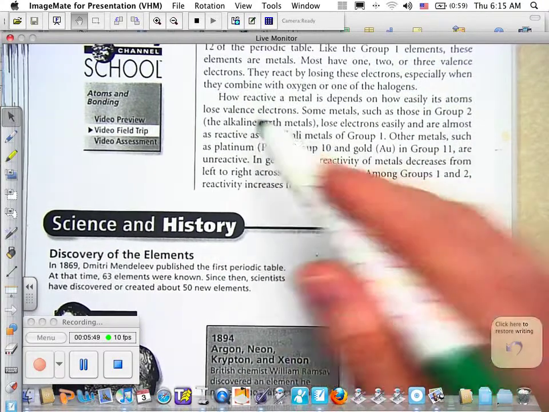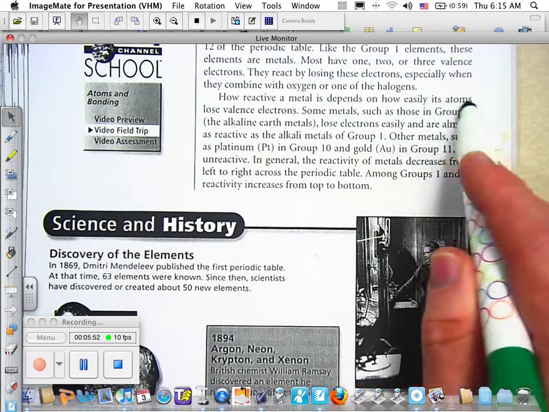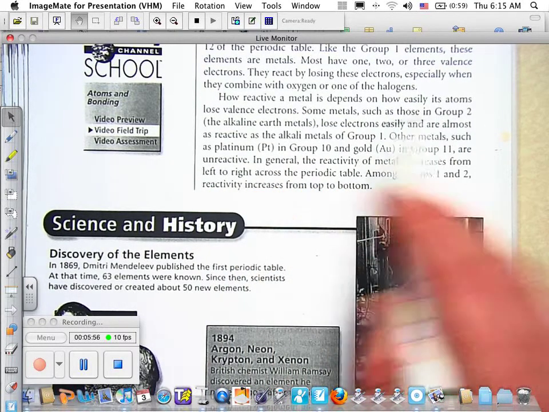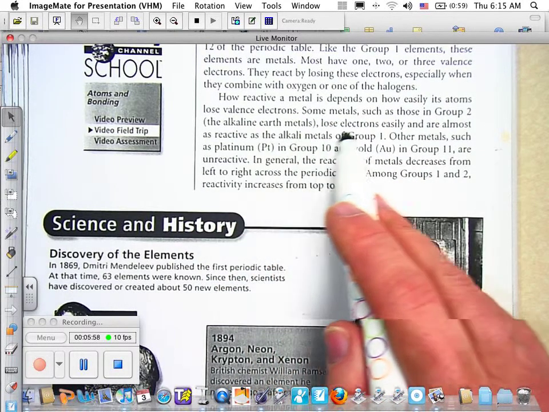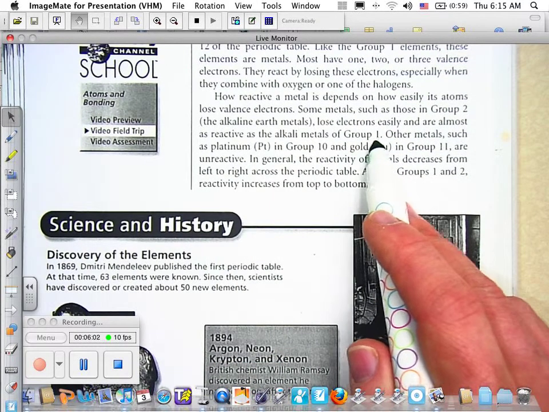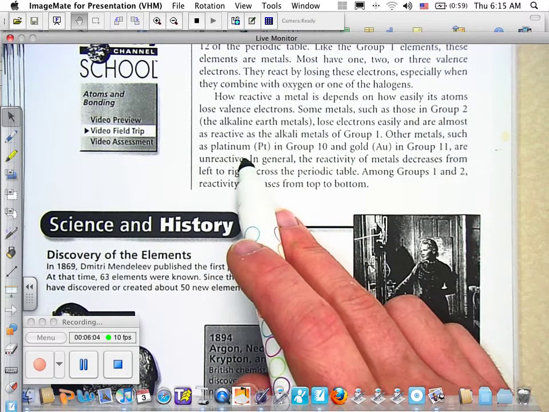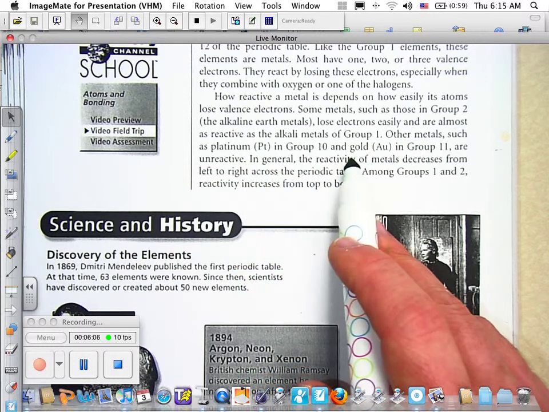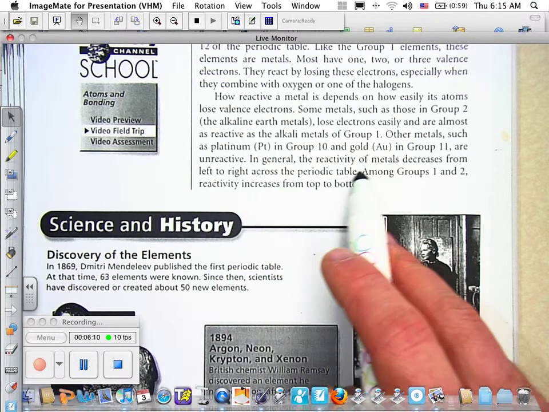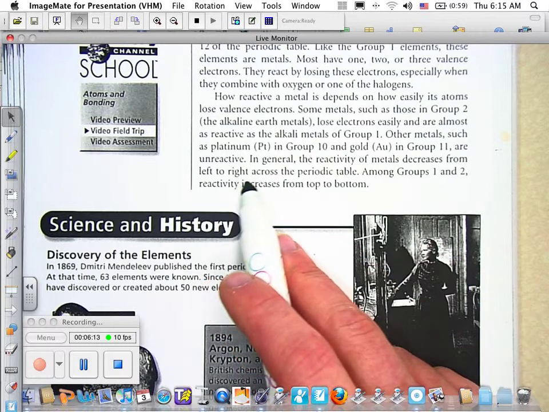How reactive a metal is depends on how easily its atom loses valence electrons. Some metals, such as those in group 2, the alkaline earth metals, lose electrons easily and are almost as reactive as the alkali metals in group 1. Other metals, such as platinum, Pt, in group 10, and gold in group 11, are unreactive. In general, the reactivity of metals decreases from the left to right across the period.